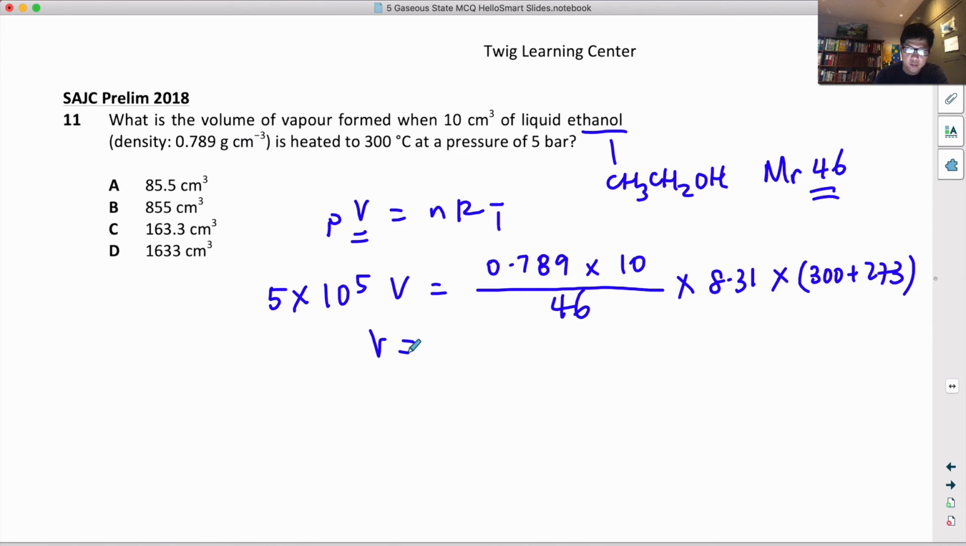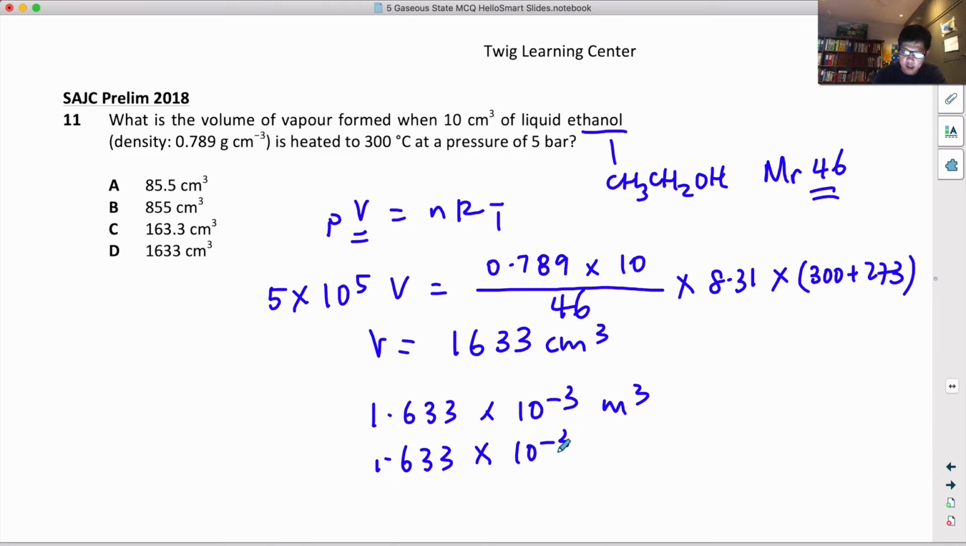Work it out. Your volume will be in meter cube, but once I convert to cm cube, it should be 1633 cm cube. If you do the math, at first it was in meter cube, it should be 1.633 times 10 to the power minus 3 meter cube. After that, if you want to change to cm cube, it is 1.633 times 10 to the power minus 3 times 10 to the power 6. So that's why you get 1633 cm cube. So that's D.